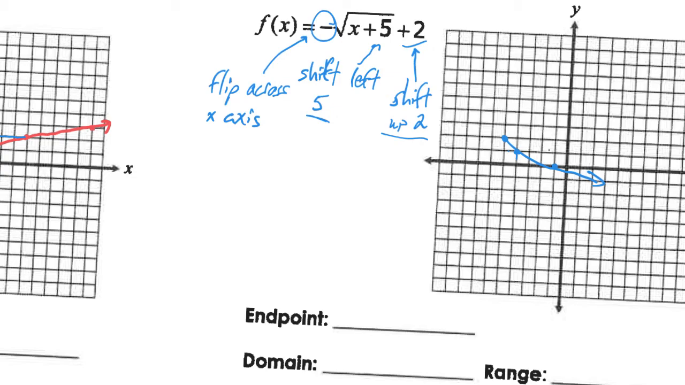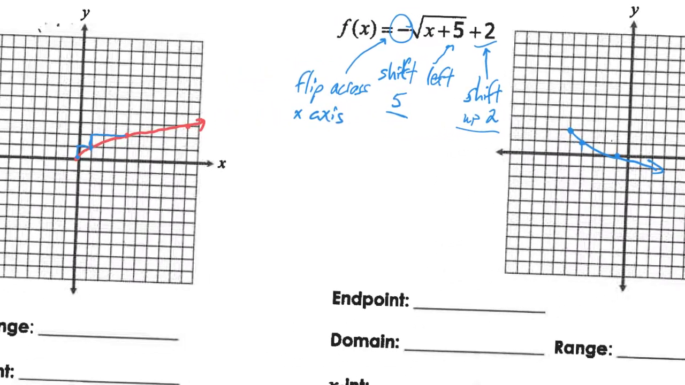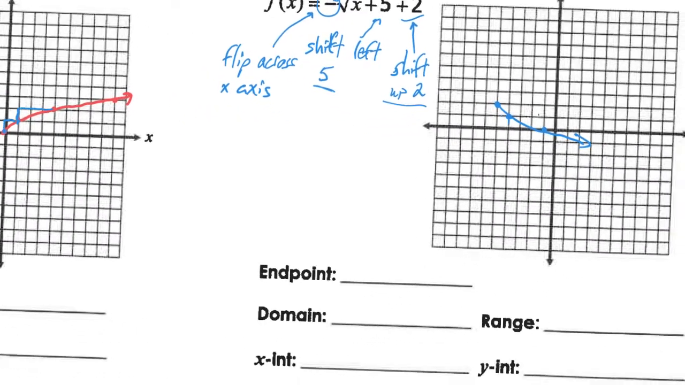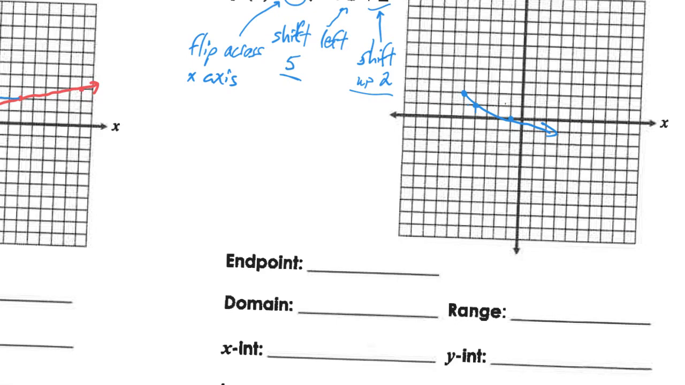So notice it is very similar. It's just upside down and shifted. Okay, so the endpoint for it shifted to the left 5, so that's going to be -5, and up 2, so that's a +2. So there's your new endpoint. And what's the domain? The x starts at -5 and it goes through infinity. Right? So it's going to be from -5 to infinity.